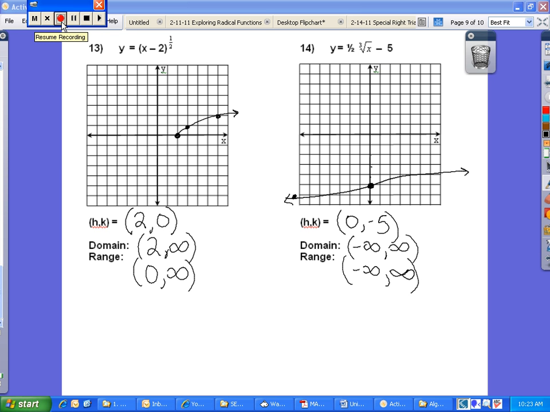Okay, so for number 13, again, your H and K is 2, 0. Domain goes from 2 to infinity. It'll keep going right from 2. And your range is going to start at 0 and keep going to infinity from there. Keep going up. For number 14, your turning point is at 0, -5. Domain and range, again, all real numbers.